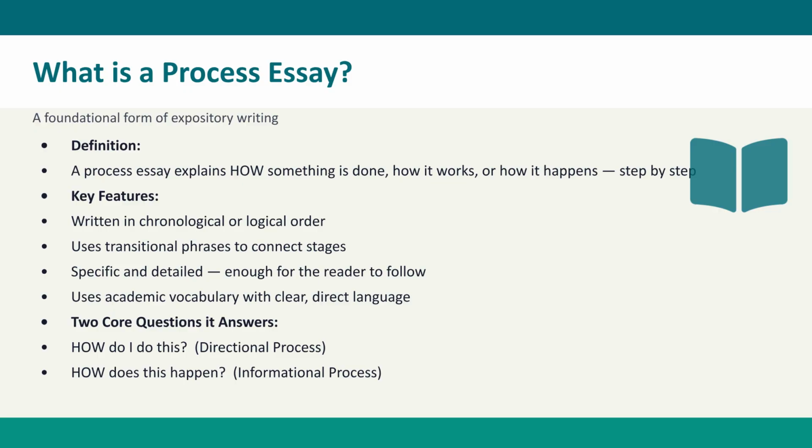Third, it's specific and detailed. Vague language is the enemy of good process writing. Don't say, I did some sketches. Say, I produced over 30 thumbnail sketches, exploring different structural relationships between the light source and the shade. Specific, detailed, purposeful. And finally, there are 2 core questions a process essay answers, and you can see them at the bottom of the slide.